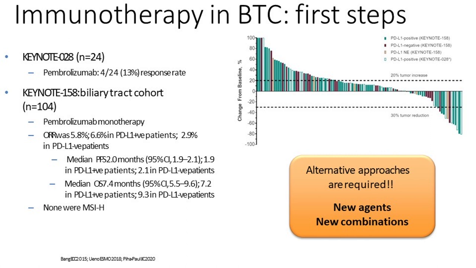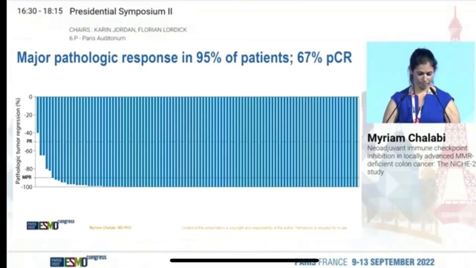But on the other hand, if you have an MSI high tumor and you give them immunotherapy, this is again the same waterfall plot. This was just presented last month. These are all colon cancer patients who have not gone for surgery, but because their tumor is MSI high, they were given this drug called nivolumab along with EP. And you see, each patient responded. Response rate is almost 100%.